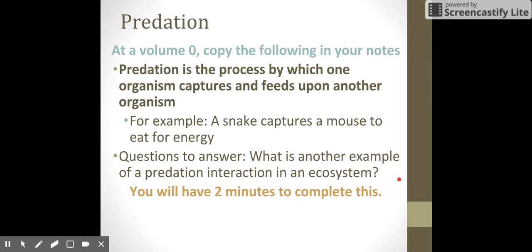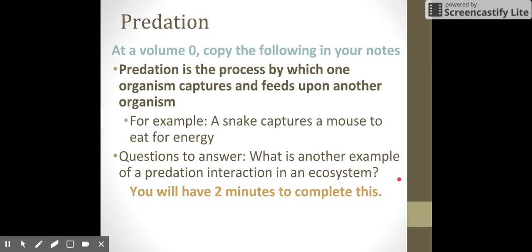Now, along with competition, there's also a thing known as predation, which you guys talked about when you were doing your food webs and food chains. So, predation is the process by which one organism captures and feeds upon another organism. An example here is from our food chains that we did about a month ago, which is a snake captures a mouse to eat it for energy.